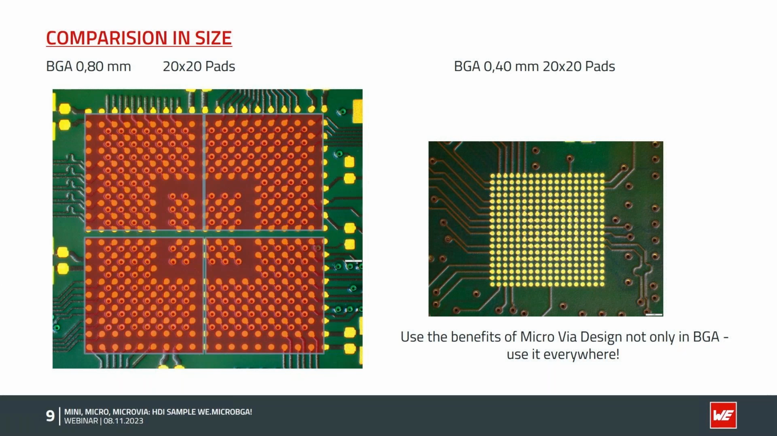And if you followed our webinars, we have a pretty good webinar about cost in production. The size of a board is one of the main factors of defining the cost. So if you can use smaller components and make the boards overall smaller, you can save money with microvia technology. And also you have other benefits.